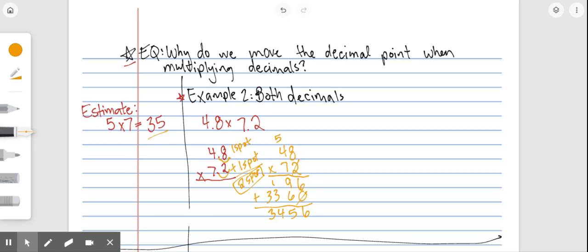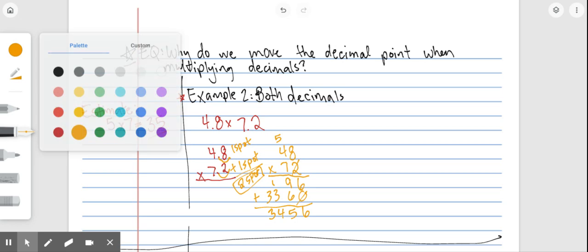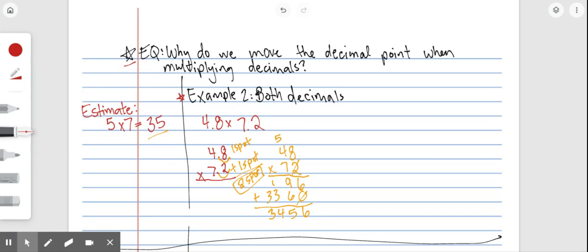That is way off from my estimate of 35. But wait, I forgot to move the decimal back in, so I need to move that decimal back in. It says I need to move it 2 spots from the right. So I start on the right, and I go 1, 2 spots in. And this answer is 34 and 56 hundredths. And if you look at my estimate of 35, these two numbers are really close together. So I know that my answer is a reasonable answer because it's close enough to my estimate.